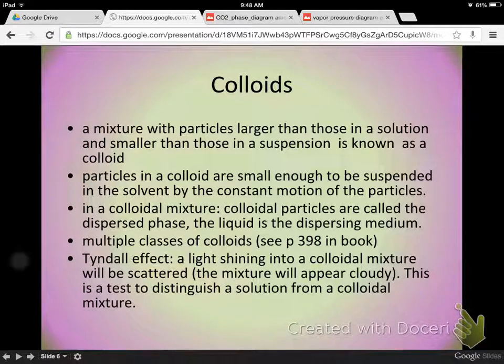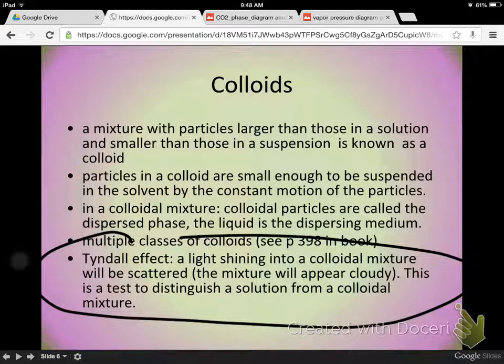Okay, this is a weird one. Colloids have particles that are larger than a solution, smaller than a suspension. They do stay in suspension on their own, but they are not truly a solution because the things are not truly dissolved. The solids are still there, they're just dispersed and held. And the thing that tells you it's a colloid is what's called the Tyndall effect. If you shine a light through it and it looks cloudy, that's a colloid.